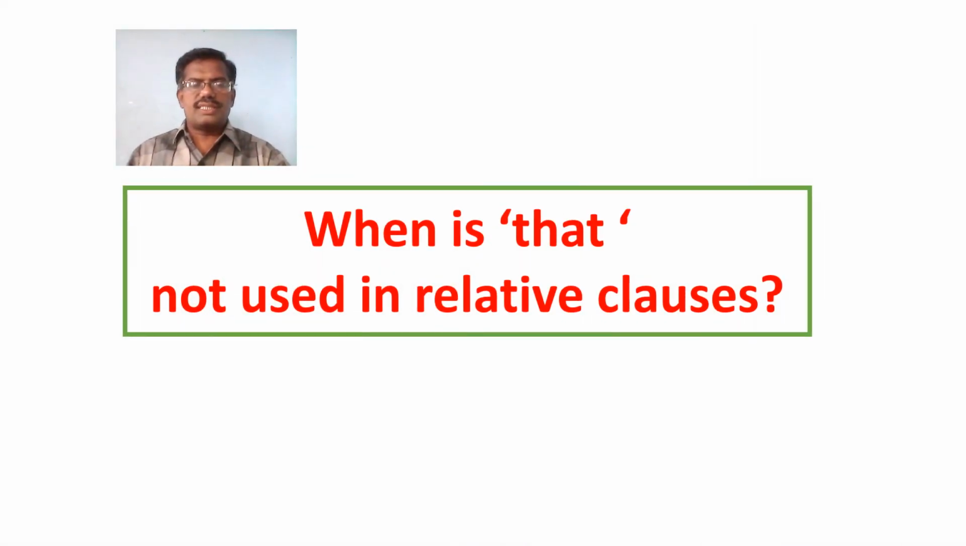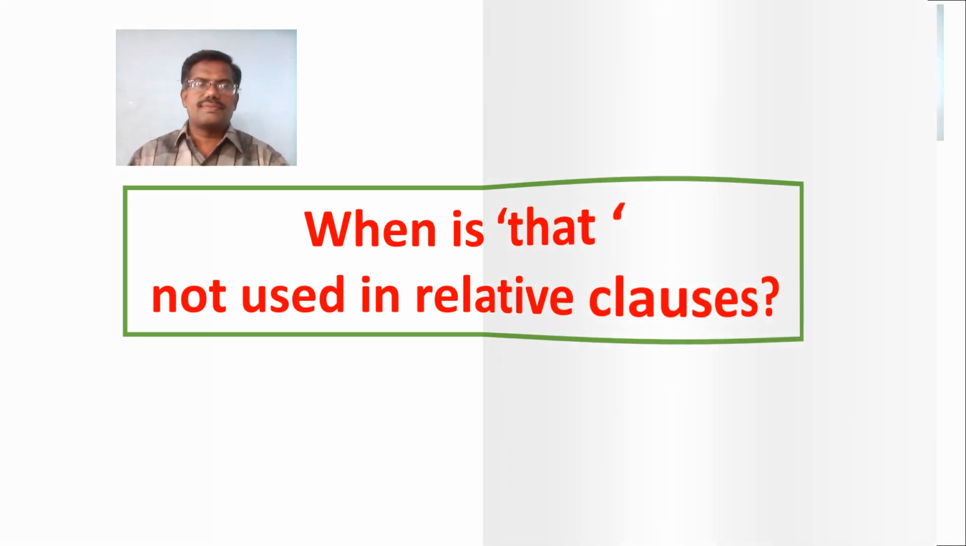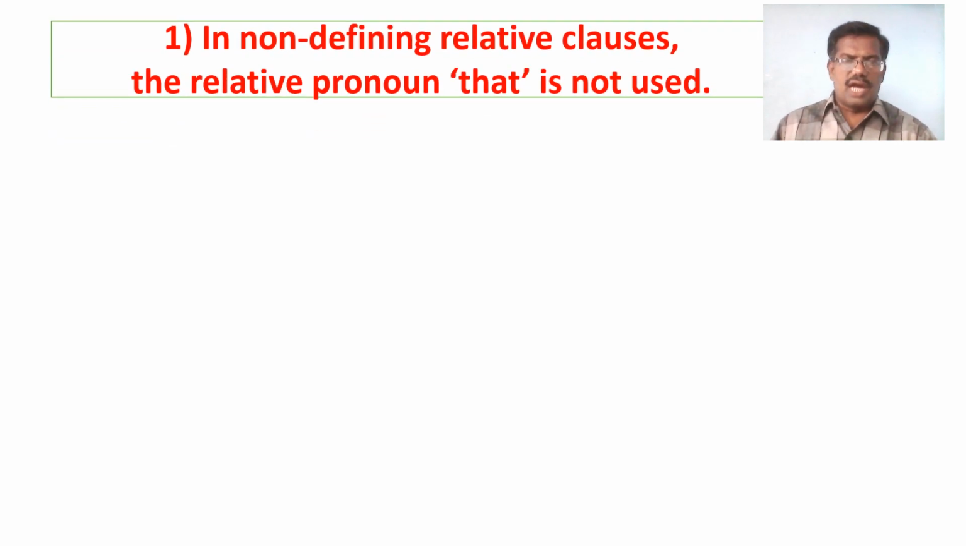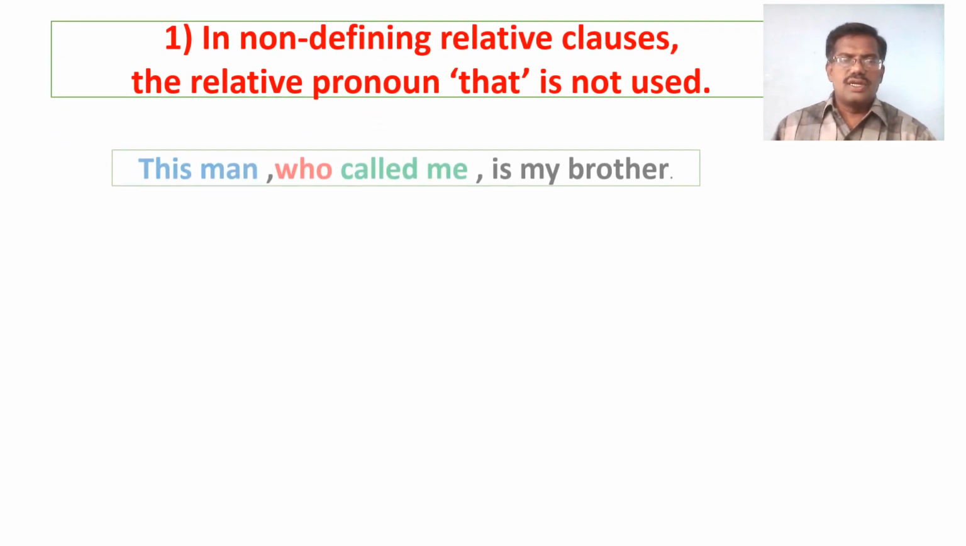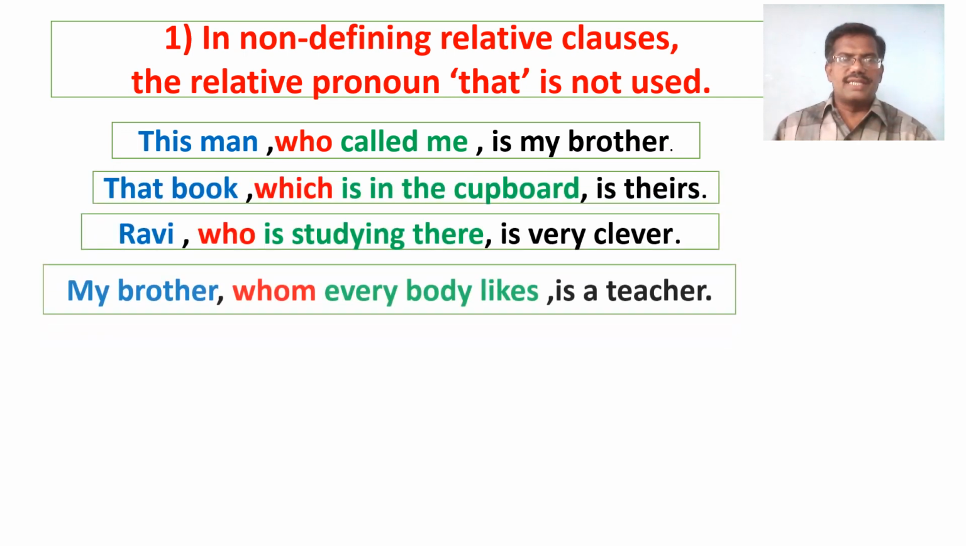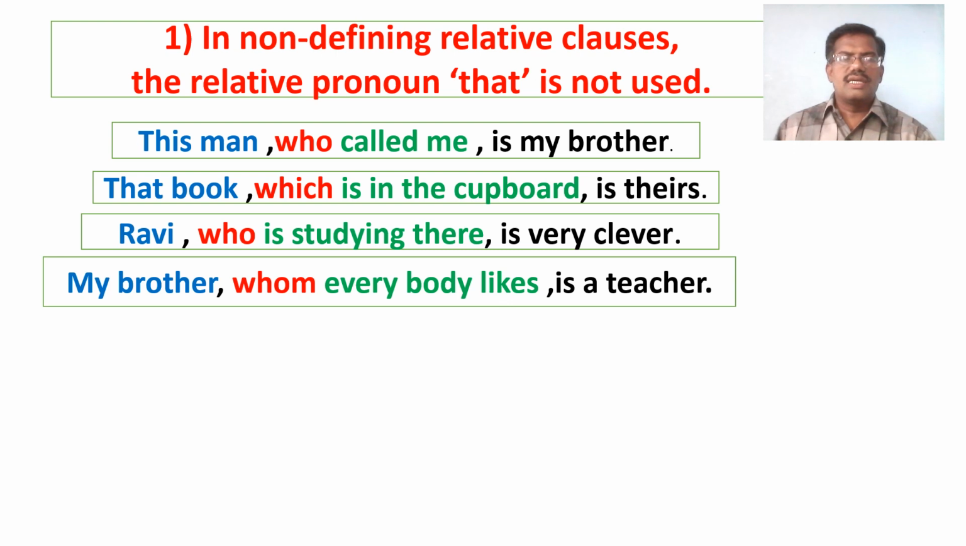Now the question is, when is that not used in relative clauses? That is not used in non-defining relative clauses. Look at the following four sentences where we can find the non-defining relative clauses between commas. In each non-defining relative clause, we have not used that. Instead, we have used who, which, whom.